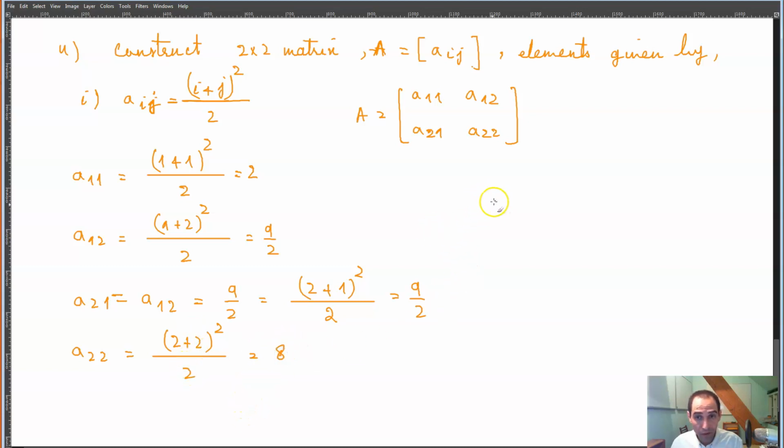So that means that your matrix becomes A of 1, 1 becomes 2, A of 1, 2 becomes 9 halves, A of 2, 1 becomes 9 halves, and A of 2, 2 becomes 8. That would be your matrix, right? And this was question number 4. So 2, 9 halves, 9 halves, and 8. This is correct.